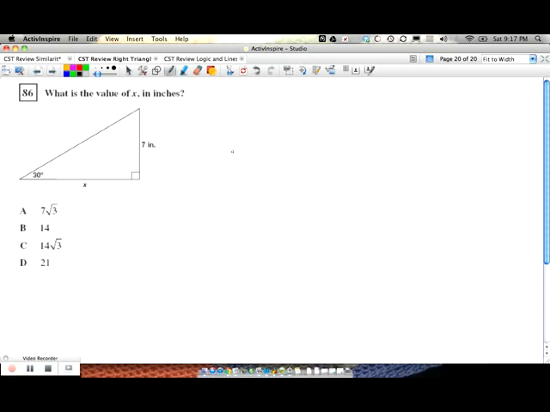Last one of the night. What is the value of x in inches? Well, these are all in inches, so we don't really care about the units because we don't have any different units. Our answers are all going to be the same. If we remember a second ago, we noticed that we had a special right triangle where the short side was x, and then the long leg was x times square root of 3, and then the hypotenuse was 2x. Let's replace that because we got an x already in the problem. Let's use something else. How about y, just for fun?